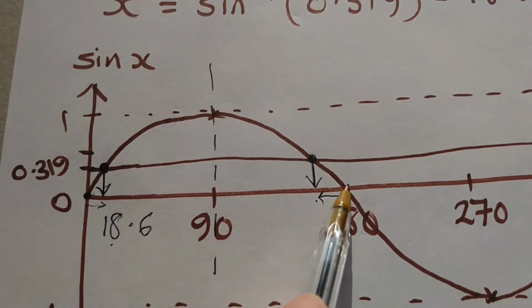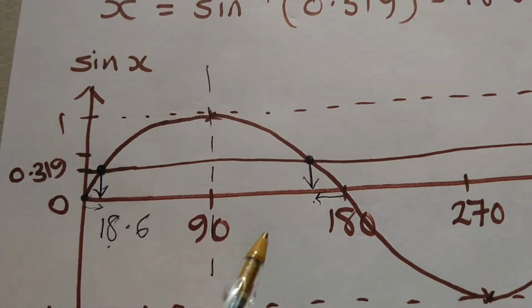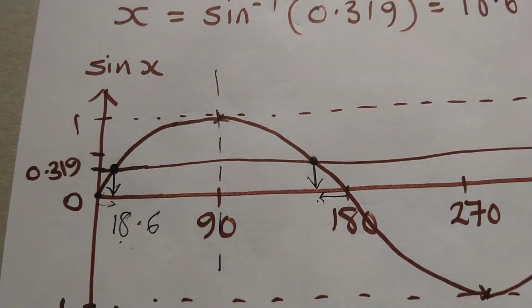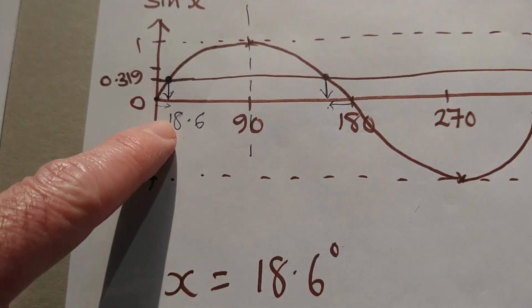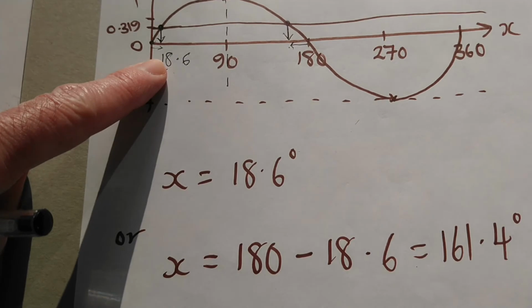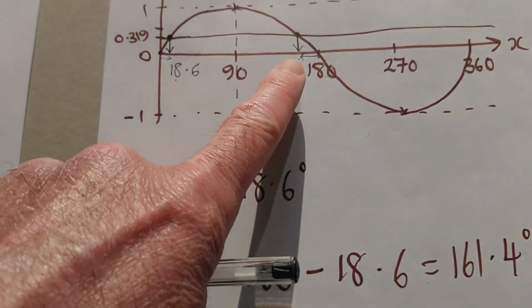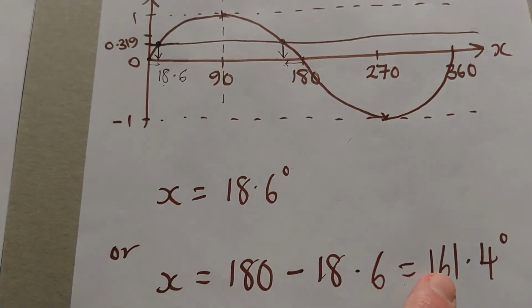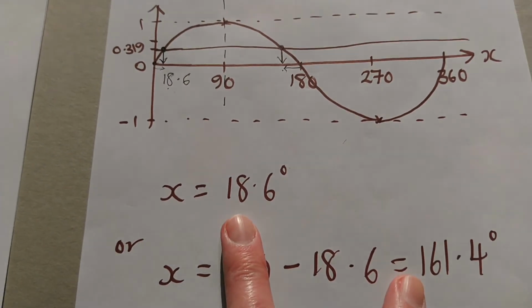So in other words, I need to go left from 180. In other words, I need to subtract 18.6. So I have two solutions. I have x equals 18.6, which is this one, or I have x equals 180 minus 18.6, which is this one here, and that's 161.4 degrees. So there are actually two possible answers to this question.